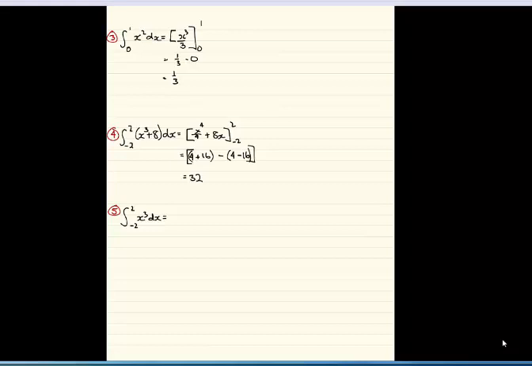Okay, again, have a go on your own. Pause the recording, have a go, and then come back. X cubed. So the primitive of x cubed is x to the power of 4 all over 4. We are going from 2 to negative 2. You get 4 minus 4, which is equal to 0. Alright?